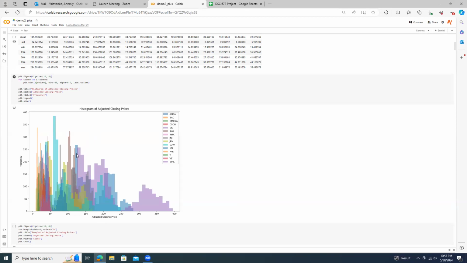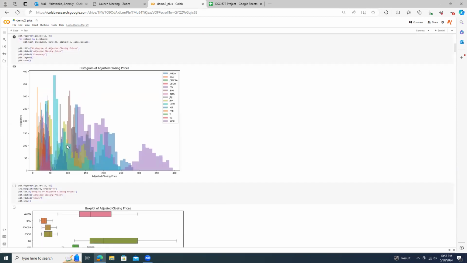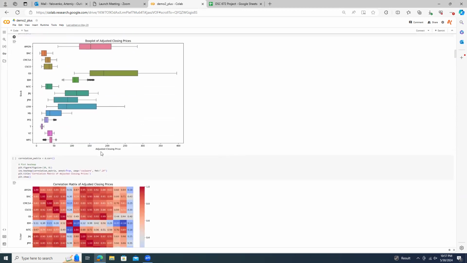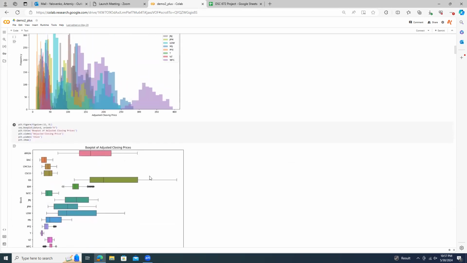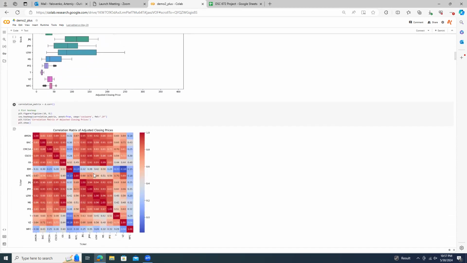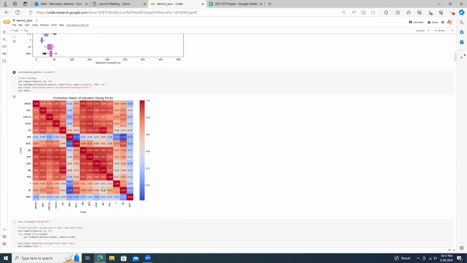This is just an overall histogram of adjusted closing prices. Box plots of adjusted closing prices. We can see which stocks are expensive, which aren't. And also adjusted closing prices, which of course include the stock splits and all that. Here we have a correlation matrix of adjusted stock prices to understand how correlated the stocks are to the portfolio of stocks that we're using.